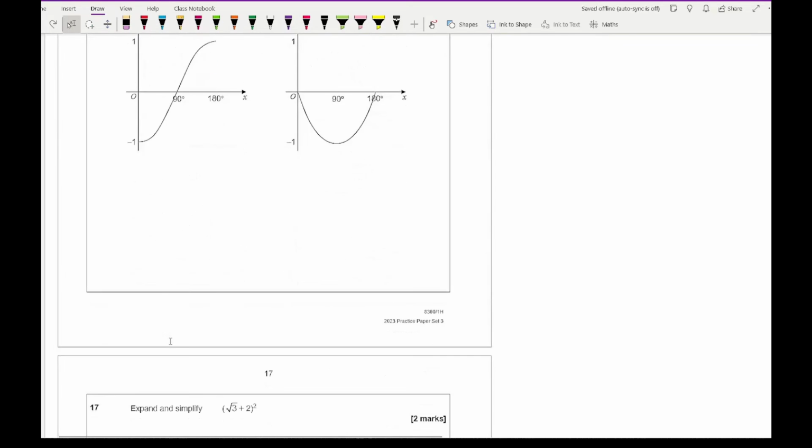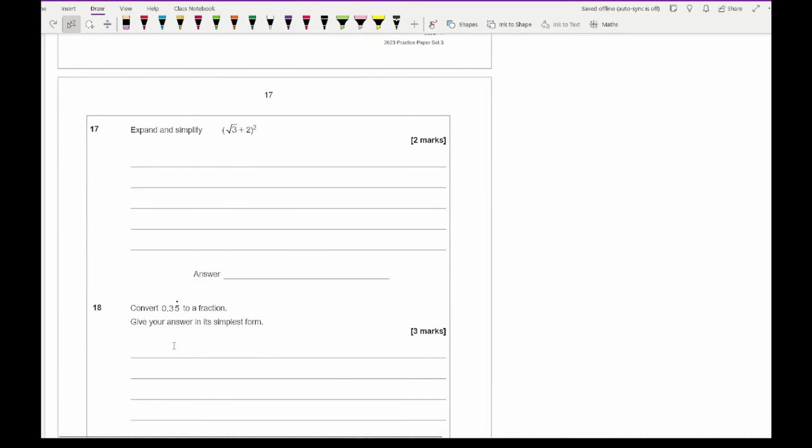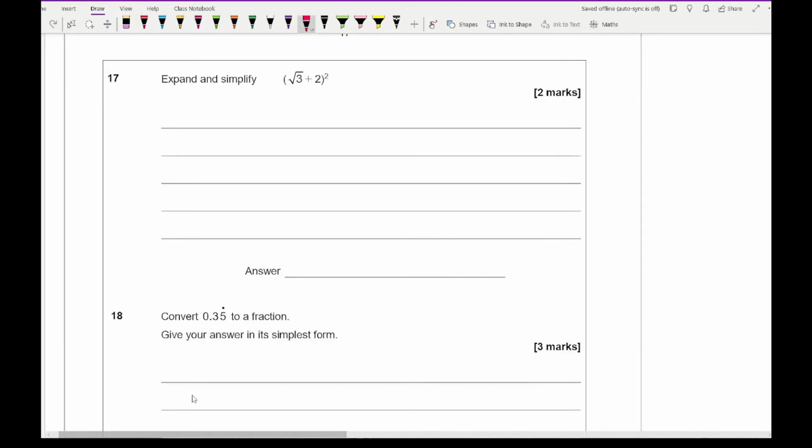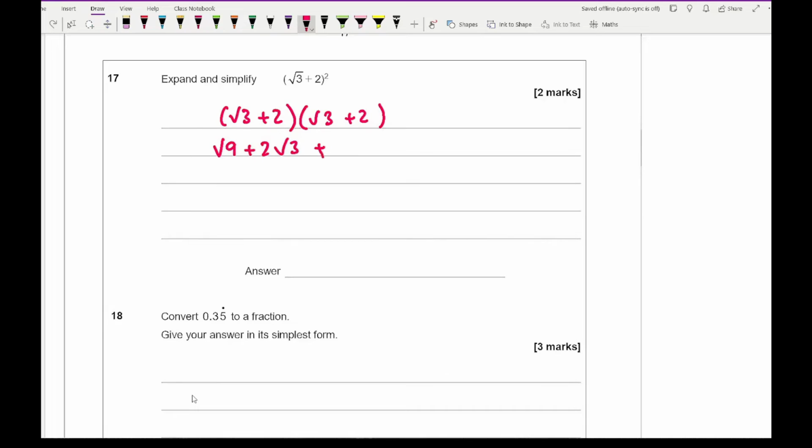Then moving on to question 17, so let's just zoom in. We've got to expand and simplify this double bracket with surds. So we've got root 3 plus 2, root 3 plus 2. Using the loops, I get root 9 plus 2 root 3 plus 2 root 3 plus 4. So that becomes 3 plus 4 root 3 plus 4, which gives me a final answer of 7 plus 4 root 3.